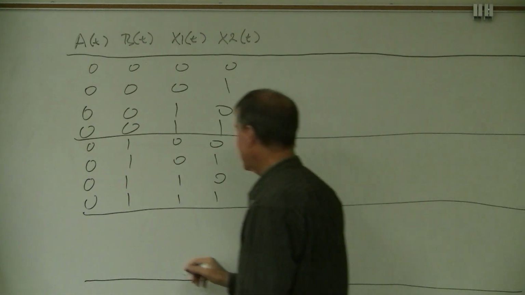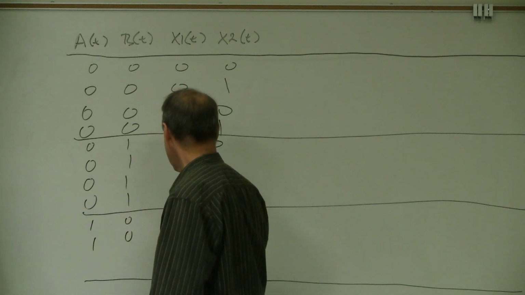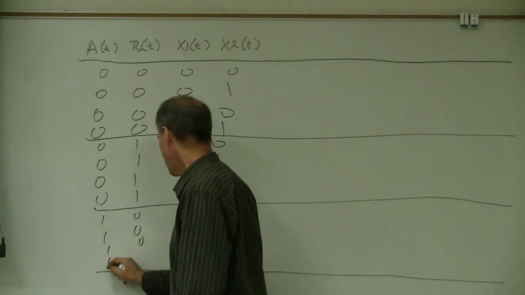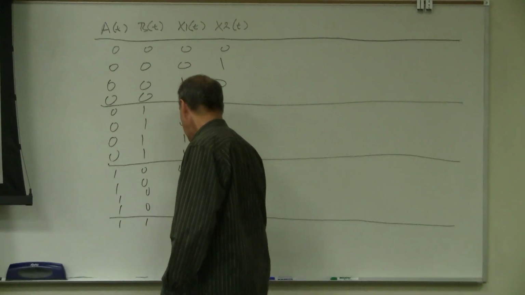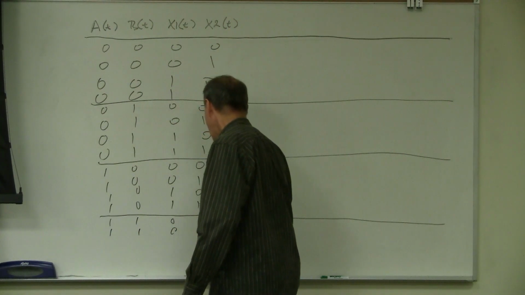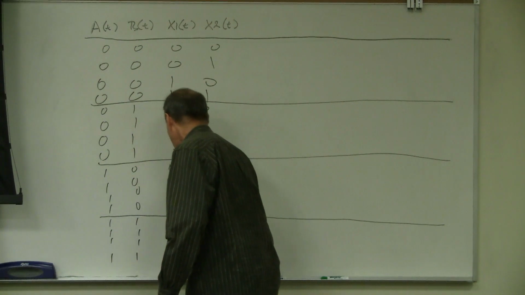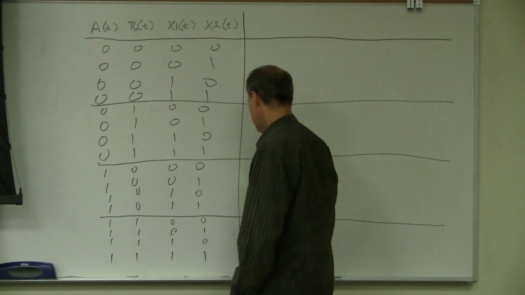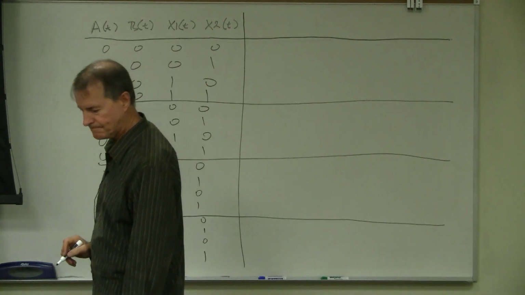And now what's the next one? 1, 0, 0, 0, 1, 0, 0, 1, 1, 0, 1, 0, 1, 0, 1, 1, and then what? 1, 1, 0, 0, 1, 1, 0, 1, 1, 1, 1, 0, 1, 1, 1, 1. And now this. Now let's not peek and see if we can figure it out.